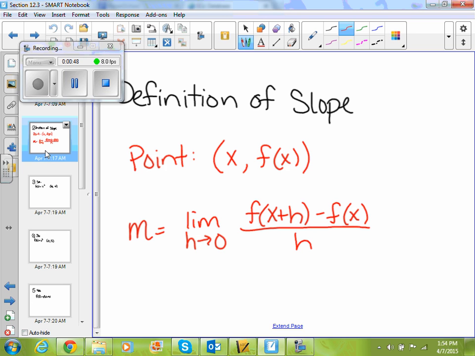Alright, so normally your definition of a slope is rise over run, or change in y over change in x, but now we're looking at the calc definition of slope, which tells us at any point x and f of x, our slope is equal to the limit as h approaches 0 of f of x plus h minus f of x all divided by h. And that's also the definition of a derivative, which we'll do later today.